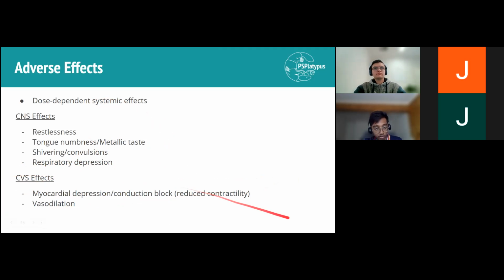We have cardiovascular effects as well. So that's myocardial depression and conduction block. When we refer to depression, we really mean the decreased functioning of it. So decreased functioning of the lung and of the heart. Conduction block, which leads to reduced contractility and vasodilation.